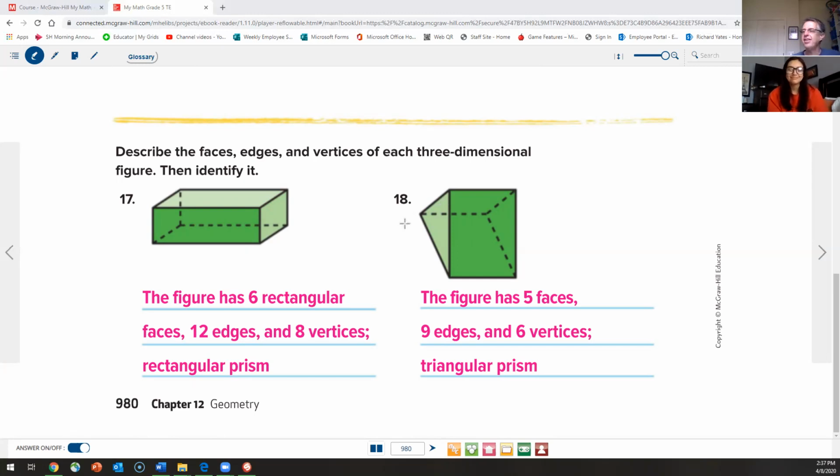Great. And over on number 18, we're going to see that this figure has 1, 2, 3, 4, 5 faces. It has 9 edges, and the edges again are these points where the faces meet. And then it also has 6 vertices, and those are the corners that are where 3 faces meet. And because, and I'll show this to you right here, because there's a triangle, you can kind of see the triangle right here on this prism, and there's one on the other side too. This is called a triangular prism.